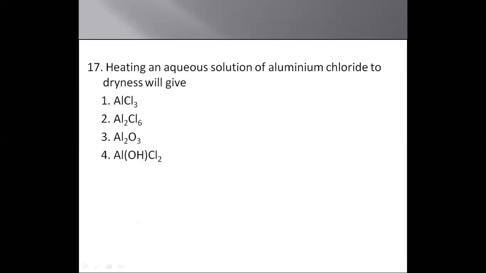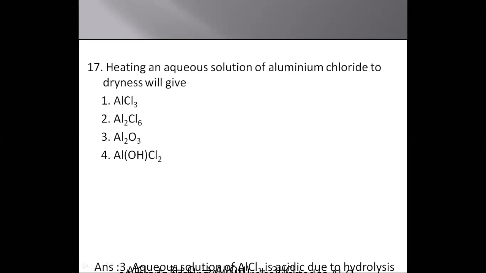The next question here is, heating an aqueous solution of aluminium chloride to dryness will give. So what happens here? Aluminium chloride is a salt. Aqueous means it is undergoing hydrolysis, giving us what? Aluminium hydroxide. When this aluminium hydroxide is heated to dryness, what do we expect? We expect an oxide formation.